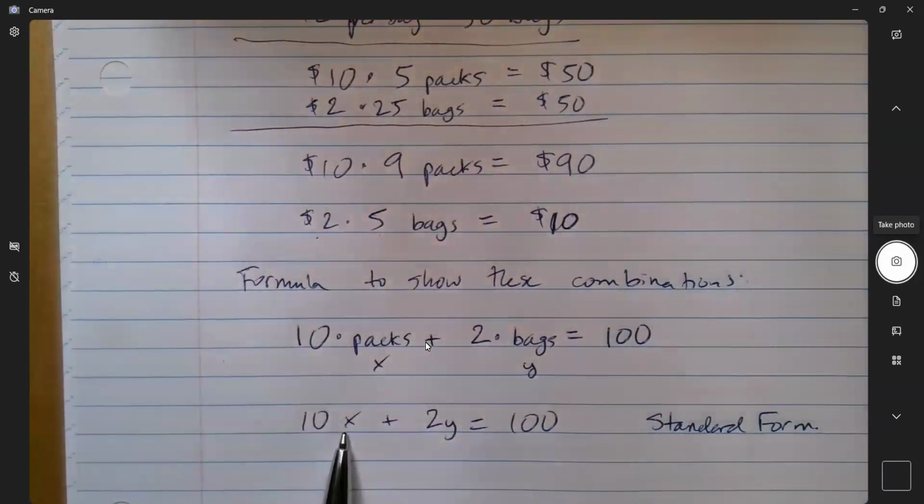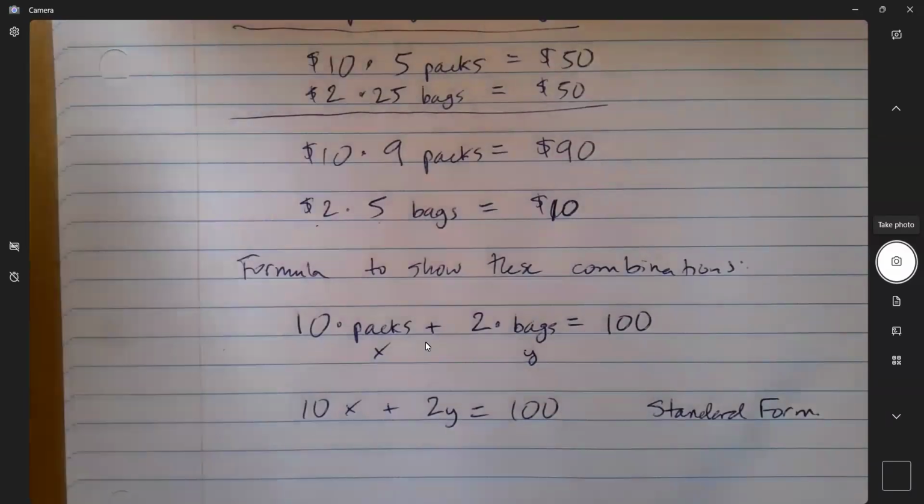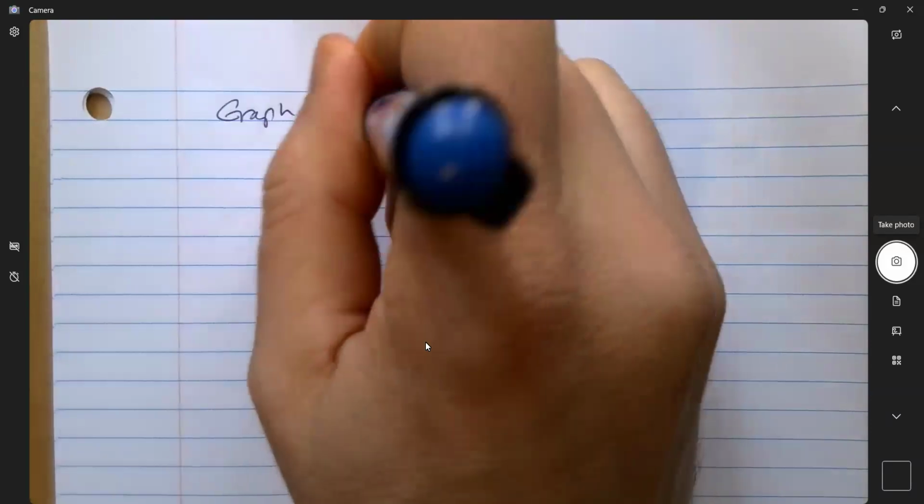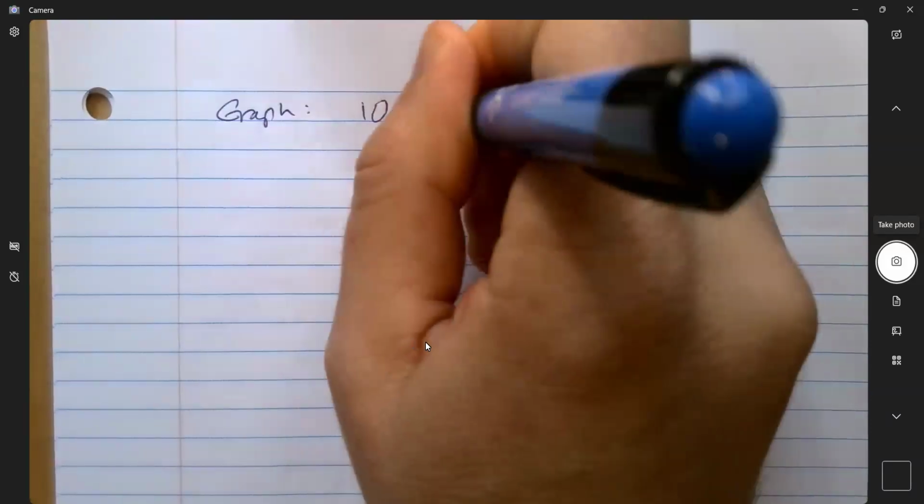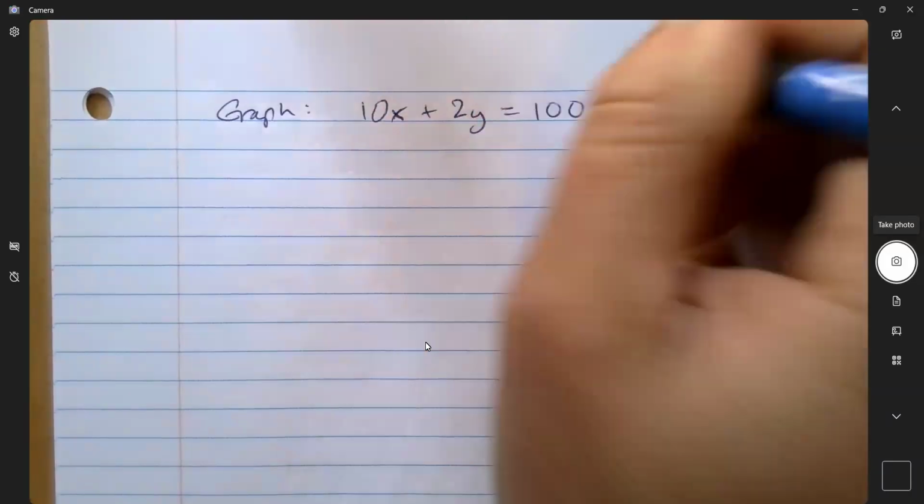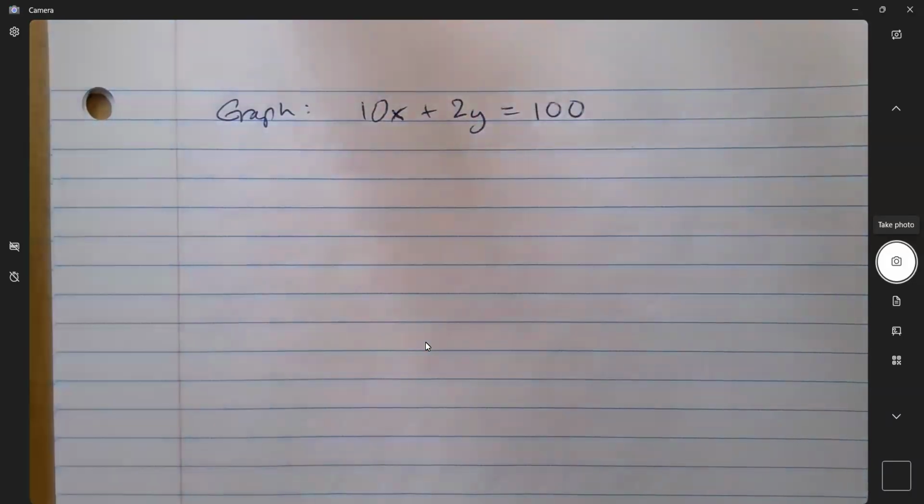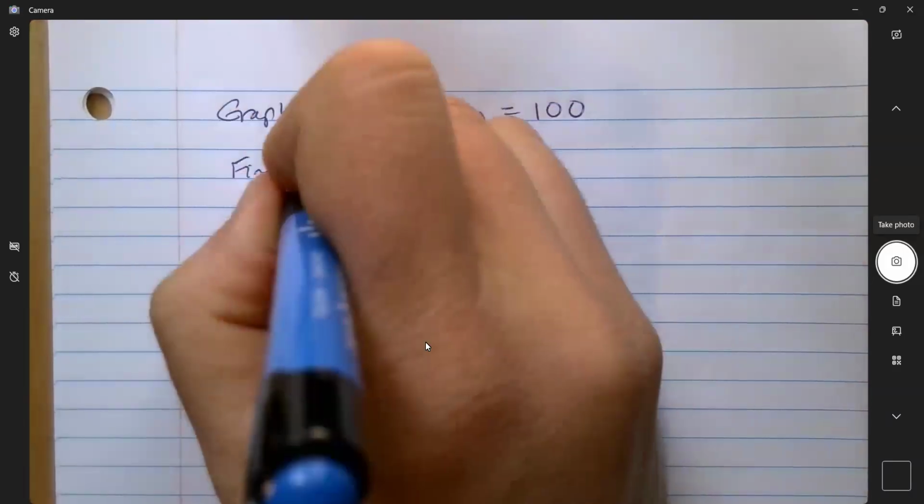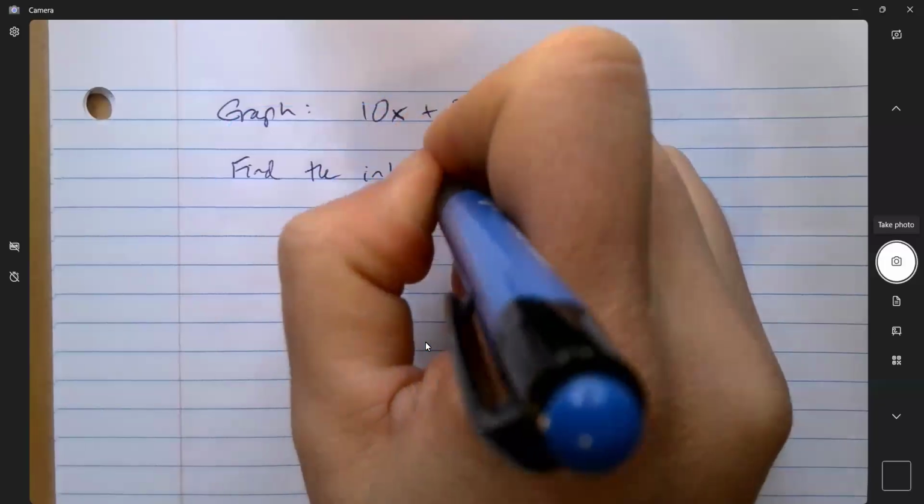Ten times the number of packs plus 2 times the number of bags should equal 100. Now let's see if we can graph this information. Let's graph 10x plus 2y equals 100. And the easiest way to graph an equation in standard form is to find the intercepts.